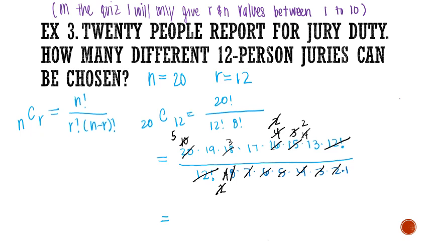So I'm going to go ahead and write on the top I have left 5 times 19 times 3 times 17 times 2 times 13, and then on the bottom I have nothing left. So we're going to go ahead and multiply all that out, and we get 125,970 different ways to arrange these people.